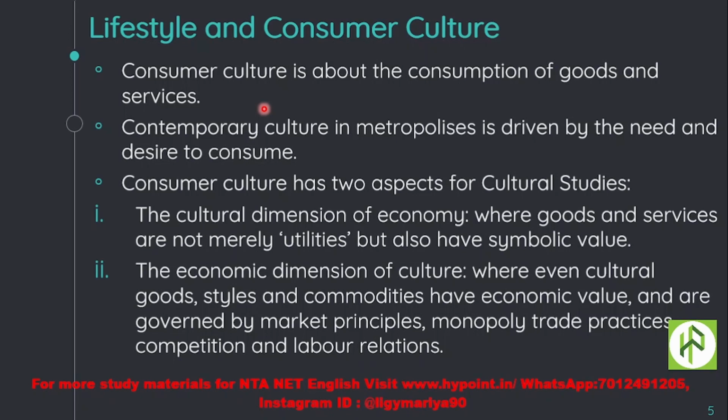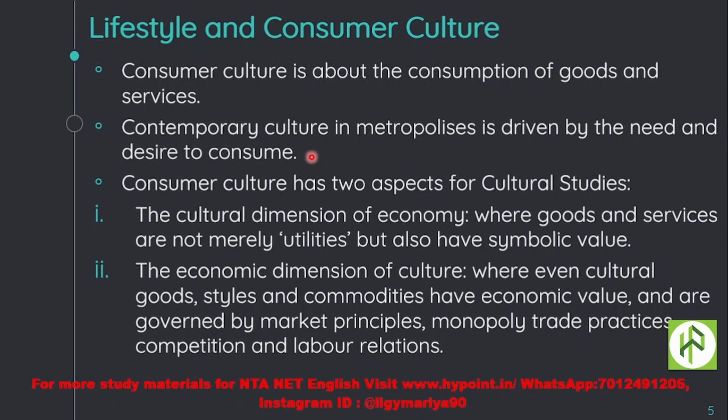So consumer culture is about the consumption of goods. Contemporary culture in metropolises, the big cities, is driven by the need and desire to consume. It is driven, developed and maintained by this need and desire. So the people who are producing products will identify some need or desire, or create the need and desire among consumers, so that the consumers come and buy the product and consume again and again.